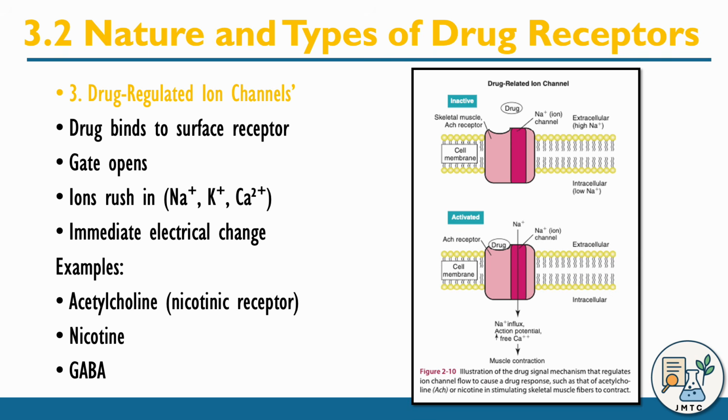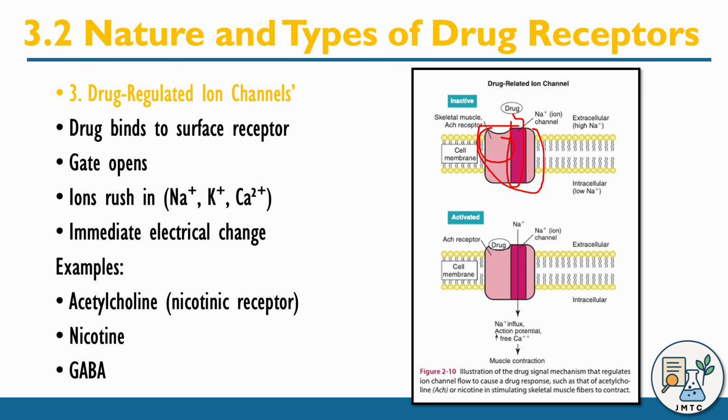The third one is the drug-regulated ion channels. So you still have the receptor. The drug binds to that surface receptor, but it will open a gate. So, ito yung gate na yung open niya, and then ions rush in, such as your sodium, potassium, and calcium. So, magkakaroon ng immediate electrical change. So, that's why it's the fastest among the four transmembrane mechanisms.